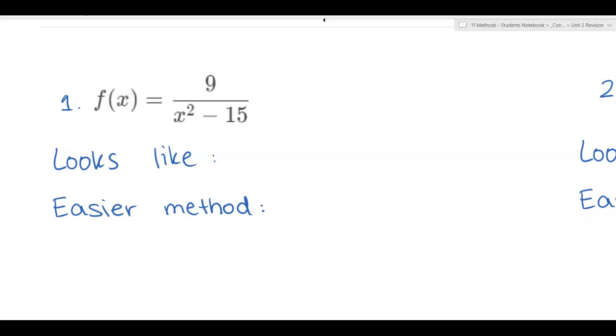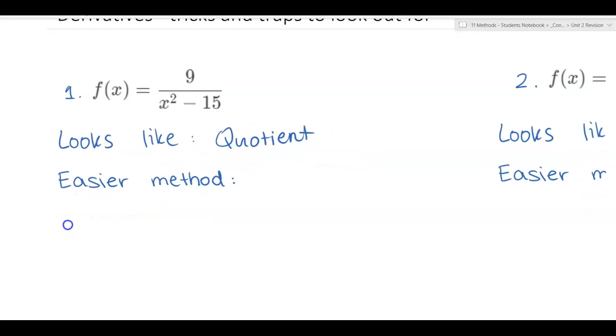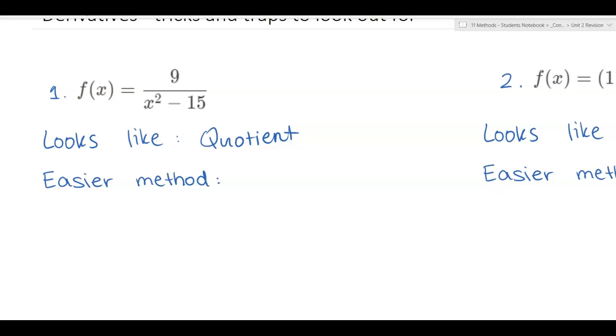So here is question 1. When you look at question 1, f of x equals 9 divided by x squared minus 15, what does that look like you should do? Quotient rule. Okay, so that's kind of the trap that we don't want you to fall into. What should we do? What's the easier method?